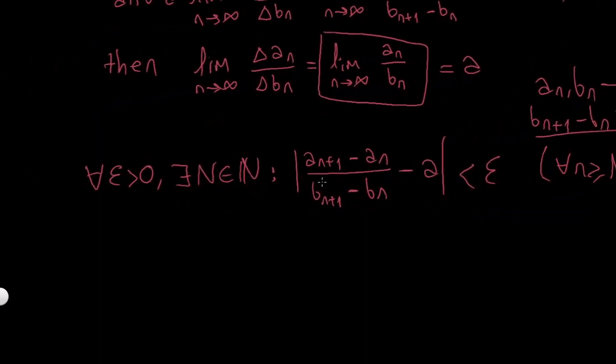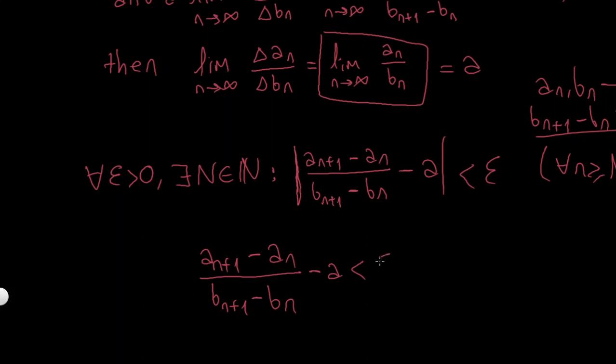So let's see. From this thing, I want to get rid of this absolute value. What can I do? I can just say it's between minus epsilon and epsilon. So this thing is between minus epsilon and epsilon. And I also want to get rid of this a on this step. I can add a to all sides.